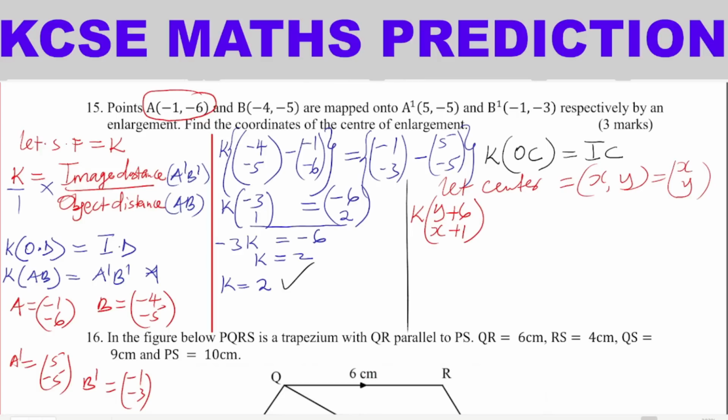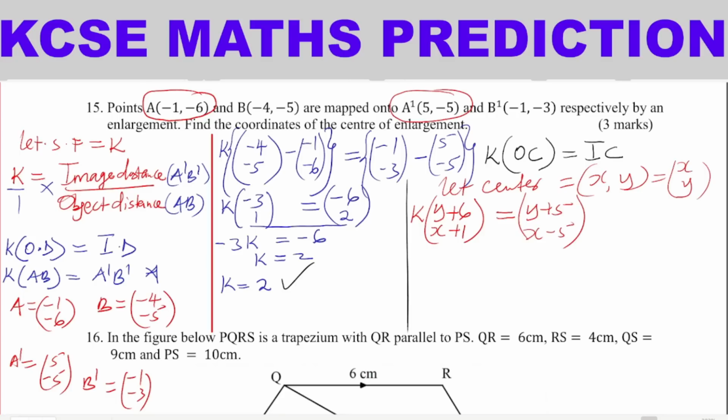So after getting that, this one is equivalent to the image, the center. So for the image, I'll use A prime and the center xy. So I want to get that distance. So that will be y subtract -5, that will be y plus 5, and then x is x subtract 5. So x subtract 5, like that.